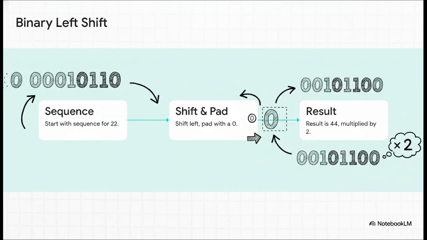Let's look at a binary left shift in action. In step 1, we start with the binary sequence for the number 22. Now step 2, imagine physically pushing every single bit one position over to the left. The bit on the far left edge just falls off and disappears. But what about the newly created empty slot on the far right? Well, we simply pad it or fill it with a 0. Step 3, if we read this new binary sequence, the number is now 44. It's like magic. In effect, by doing a single left shift, we've just multiplied our original number by 2. And hey, if we shifted it 2 places, we'd multiply it by 4.